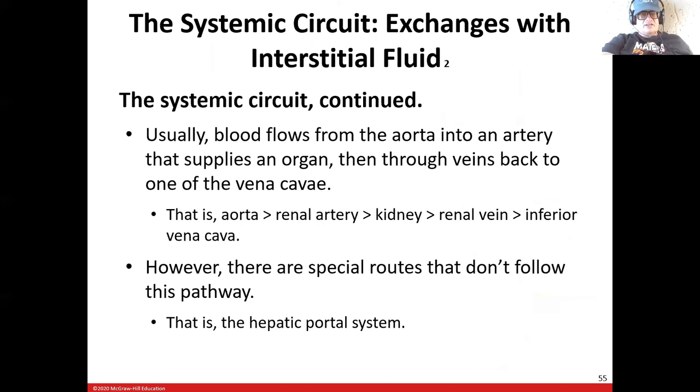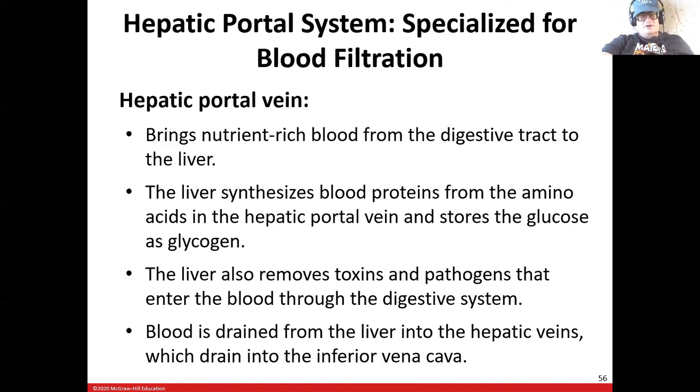So the systemic circuit continues. Usually blood flows from the aorta into an artery for an organ and then through veins back to the vena cava. So now here's our exception. We're going to the liver. Hepatic means liver. If you think about it, we absorb nutrients from our digestive system, and then we have to send stuff to the liver to filter it. So the hepatic portal vein is going to take nutrient-rich blood from the digestive system to the liver.